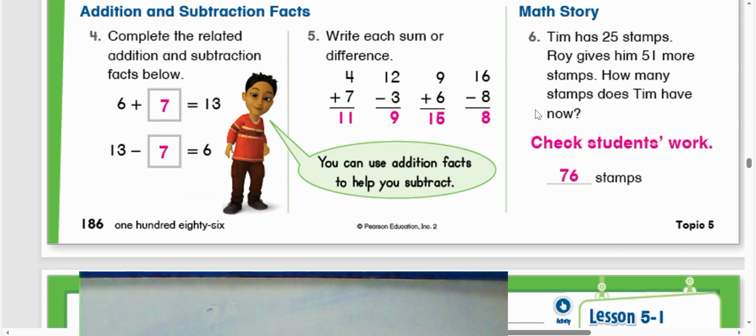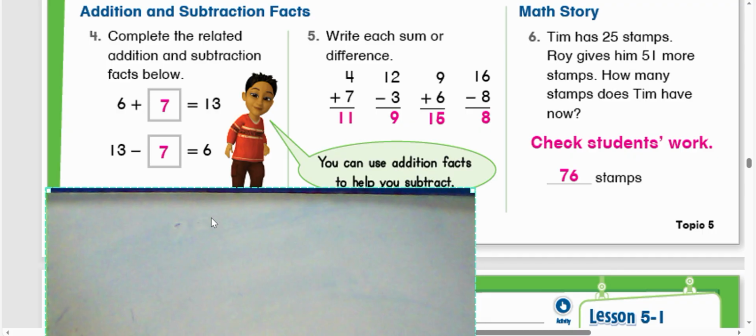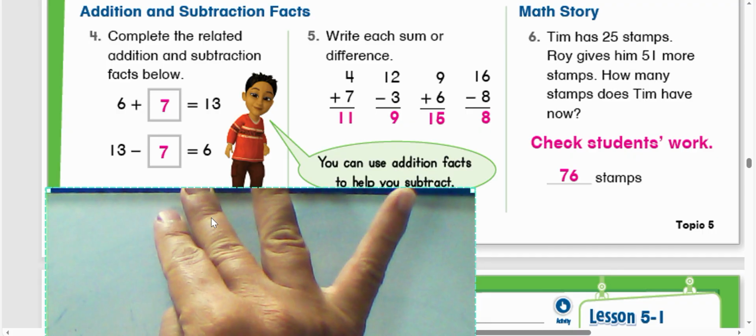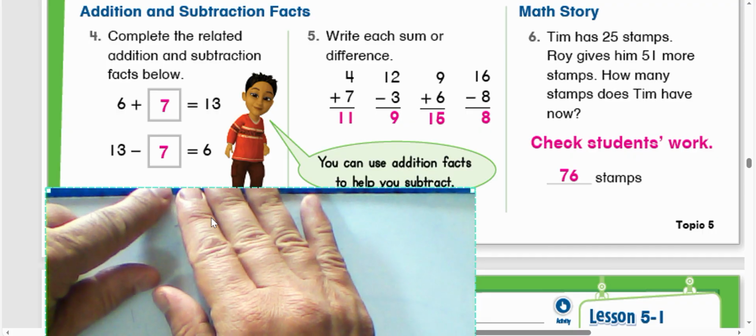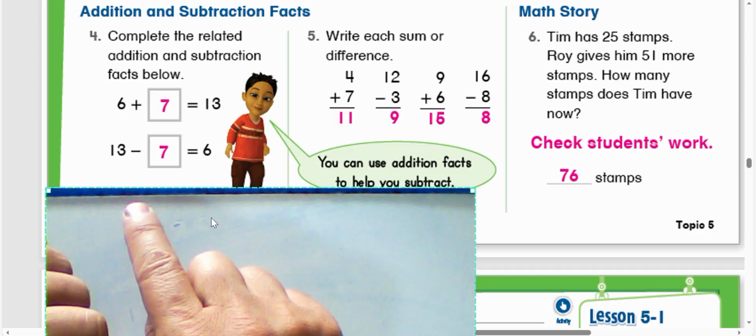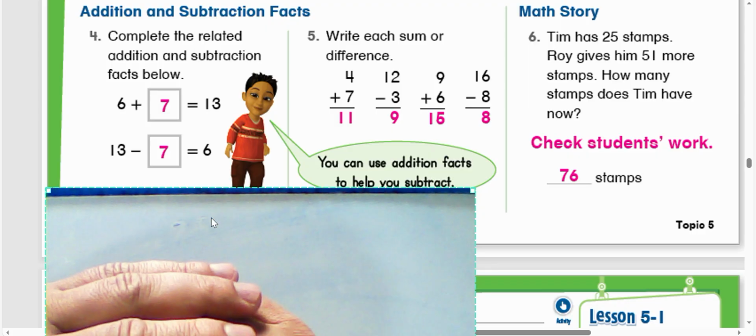Addition and subtraction facts. Complete the related addition and subtraction facts below. 6 plus what equals 13? We can count from 6 to 13. Just after 6: 7, 8, 9, 10, 11, 12, 13. Then 6 plus 7 equals 13. And 13 minus 6 equals 7.